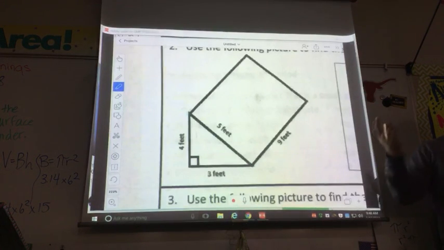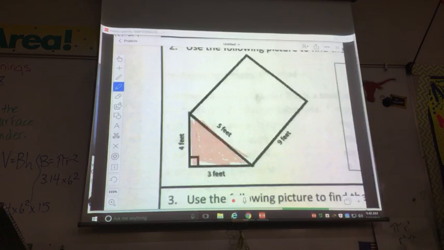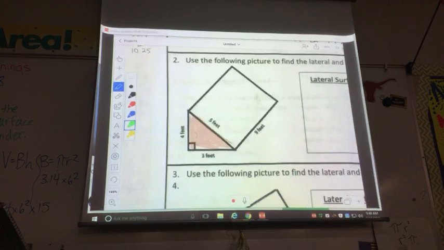It's easy for triangular prisms because my base is a triangle. Let's just highlight that in. Okay, and then we're going to highlight the height of this, which is, what's the distance between the two triangles? 9. Okay, 9 feet.